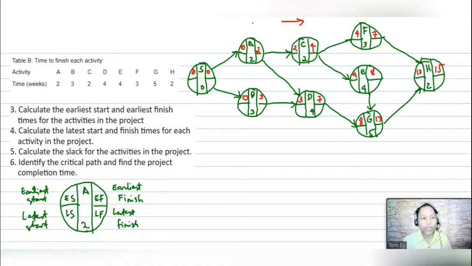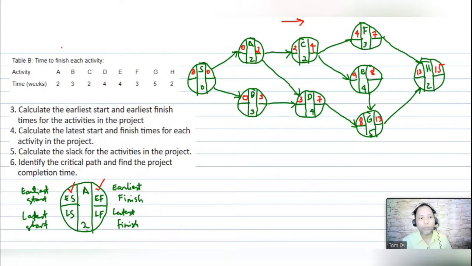So we have here our earliest start and earliest finish time. We have this one in color red. Take note of this one, earliest start and then earliest finish. So we have identified our earliest start and then earliest finish. Okay, so these are our answers for number 3. Earliest start and finish for A, we have 0 and then 2. For C, we have 2 and 4 and so on.